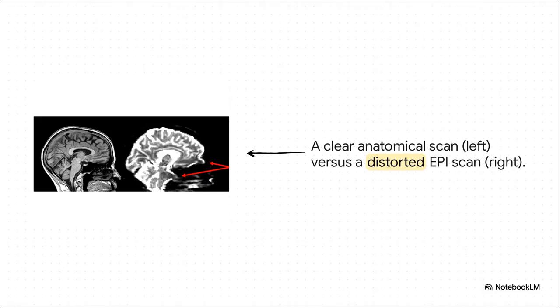And this right here shows you the problem perfectly. Over on the left, that's a nice, crisp T1 anatomical image. It's basically a true picture of the brain structure. But on the right, that's an echoplanar image, or EPI, the kind we use for fMRI or diffusion scans. Just look where those red arrows are pointing. The whole front of the brain is stretched and distorted. That's the exact problem we're going to solve.